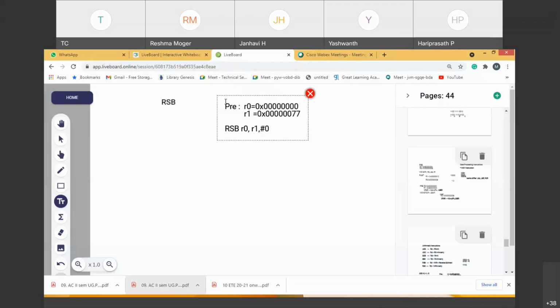So let's check this. If you check after the post operation, what will be the value? R0 and R1 we wrote, you cross check. Now, how is the exact operation done? It is done something like this. You said RSB R0, R1, #0.